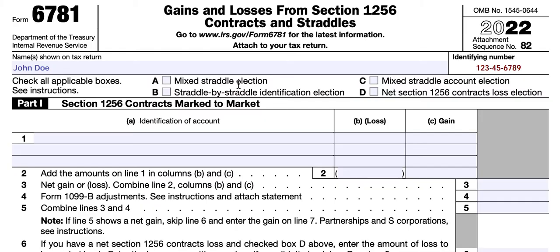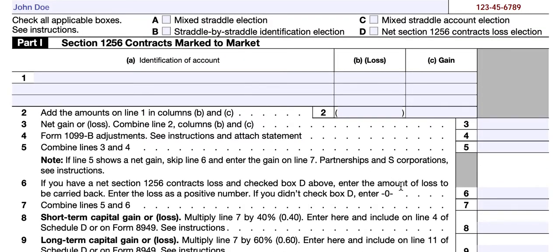Your section 1256 contracts loss is the smaller of either the excess of your losses from section 1256 contracts over the total of your gains plus $3,000, or $1,500 if you're married filing separately, or the total that you would figure as your short-term and long-term capital loss carryovers to the next tax year if line 6 on this form were 0. So the smaller of either of those two.